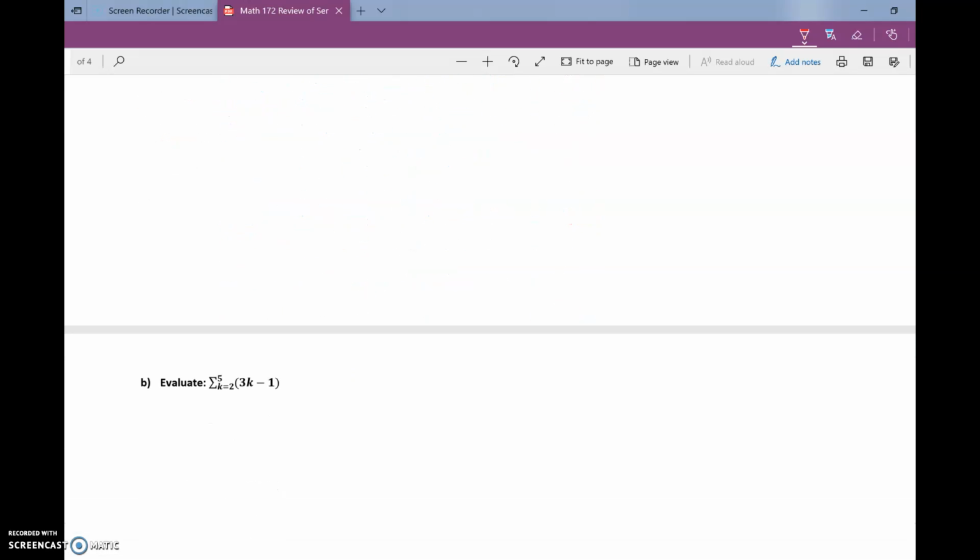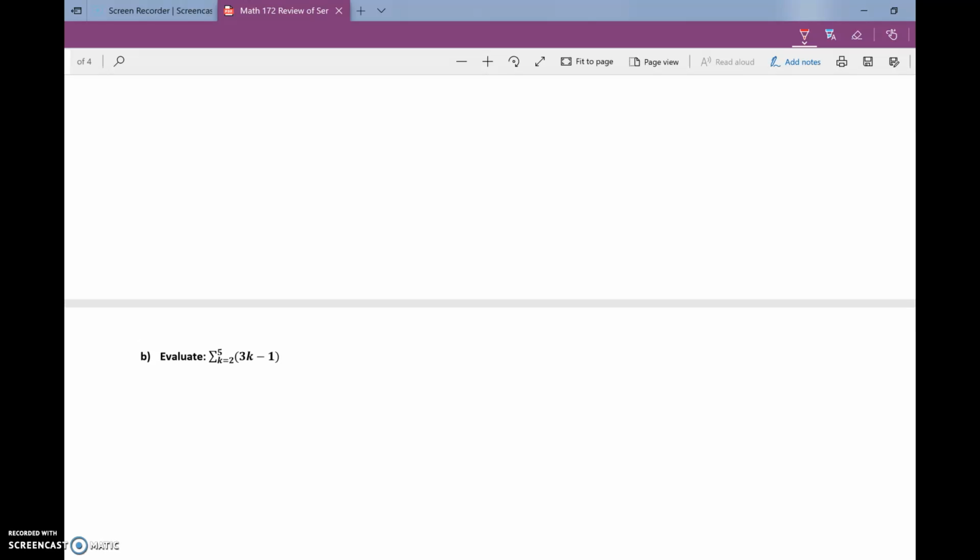Let's take a look at part B of this one. And all they want us to do is to evaluate. So let me just do the expansion here. So the first value is k is equal to 3. So this is going to be 3 times 3 minus 1, then plus, then k is equal to, wait, sorry, I skipped 1. You start at 2.